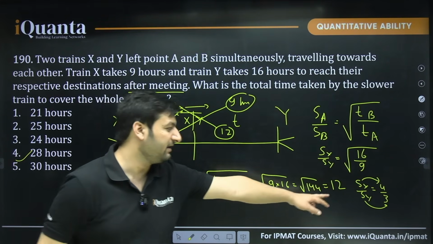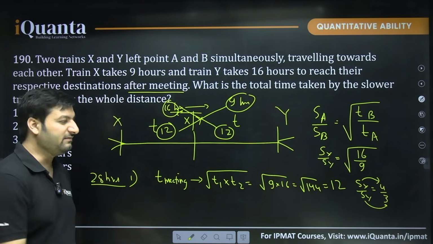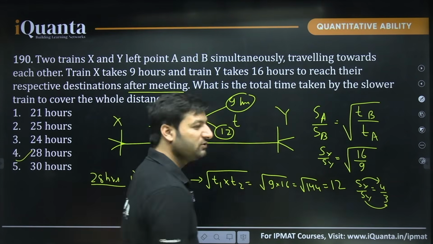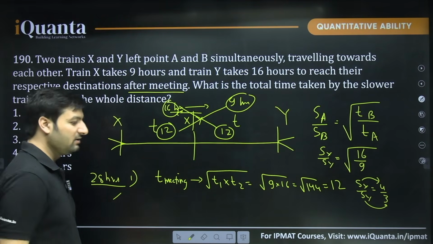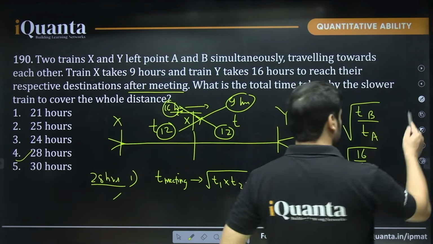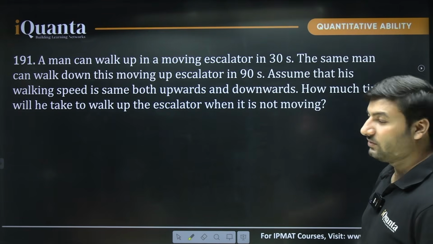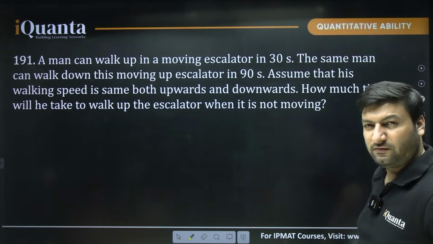Which is the faster train? X obviously. That is why it took less time. Y is the slower train. Y has ratio 3, that means the slower train takes more time. I hope you will be able to solve all such questions. If they come, they will come directly like this. Okay, a lot of questions done.